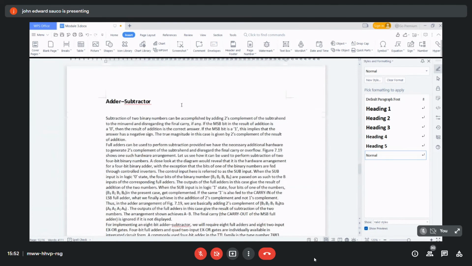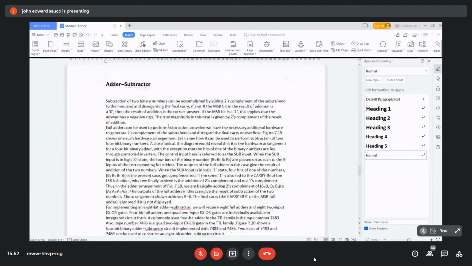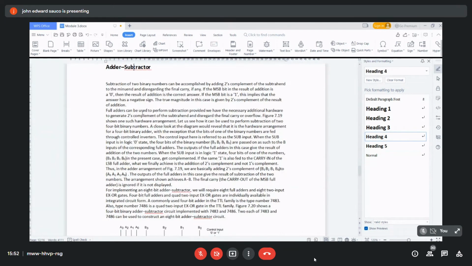So here it is, the adder used as a subtractor. The subtraction of two binary numbers can be accomplished by adding the 2's complement of the subtrahend to the minuend and disregarding the final carry, if any.